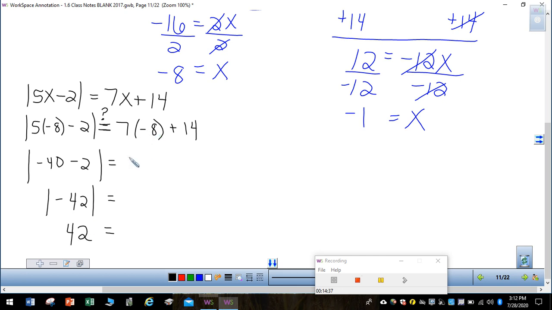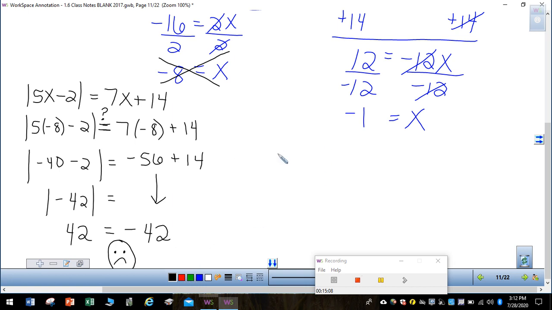Let's do some work on the other side. 7 times negative 8 is negative 56. If we add 14 to that, we get negative 42. So notice how the left and the right side are not the same. It's not a true statement. I'm going to draw a little sad face here. So negative 8 doesn't actually work. It's not actually a solution, so we're going to do a big X through it. It's called an extraneous solution.